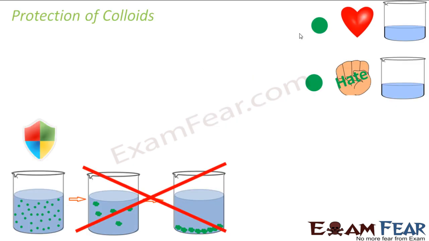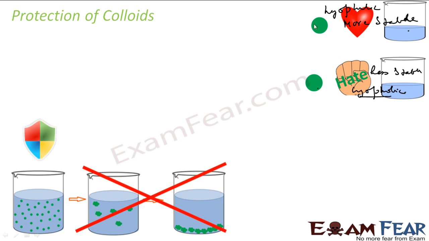Now we'll talk about the protection of colloids. We have seen that colloids are unstable, right? But hydrophilic ones are more stable. Why? Because the particles love the solvent, and this is less stable. This is lyophobic: the particles hate the solvent. And this is lyophilic: the particles love the solvent, correct? So lyophilic is more stable than lyophobic.